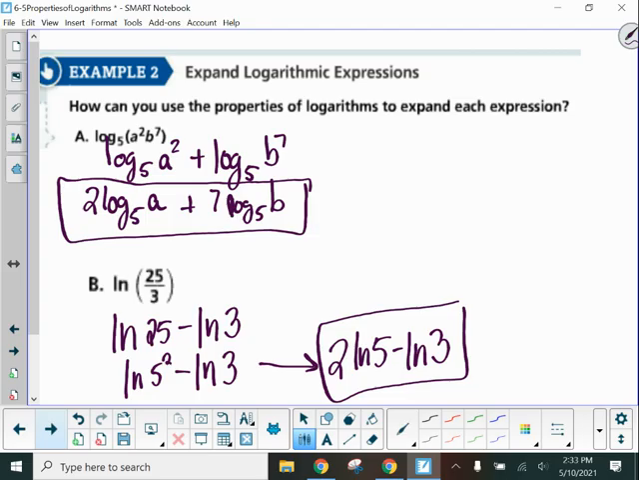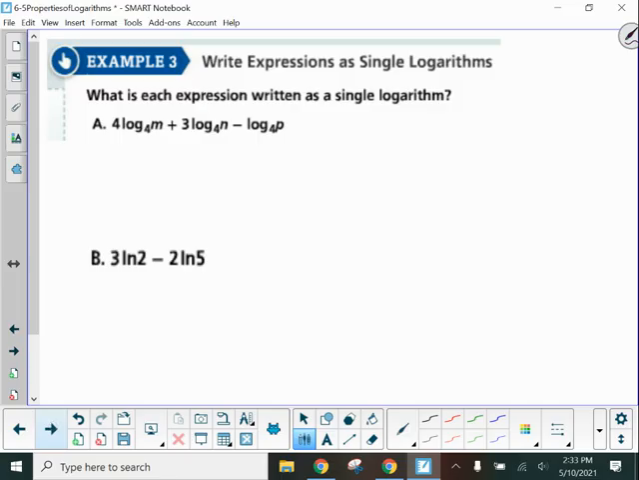So if we're doing an example where we are expanding logarithms, we are also going to do an example where we are combining our logarithms. So for parts A and B, we are going to write these with a single logarithm. If you have a number out in front, you have to make that your exponent first before you can do any type of combining. So this 4 has to become the exponent for m, the 3 the exponent for the n, and then my last logarithm is not going to have an exponent.